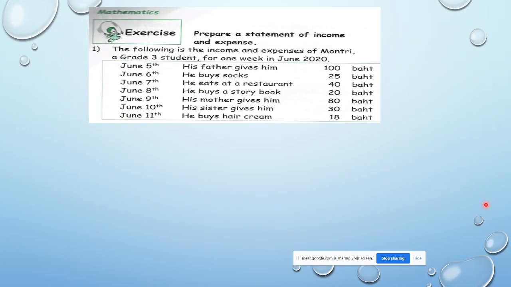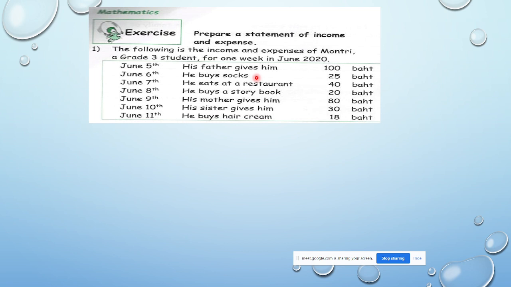Let's have another example. We have here another student. Okay, this one was his expenses for 7 days or 1 week. Okay, the first one is his father gives him 100 baht. Was that an income or an expense? Income. Next, he buys socks. Income or expense?